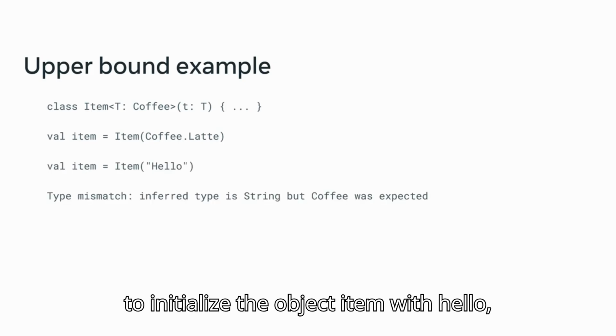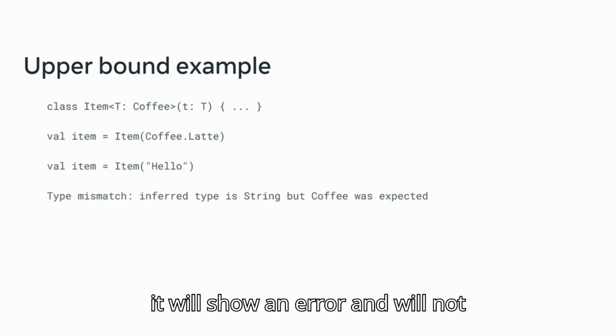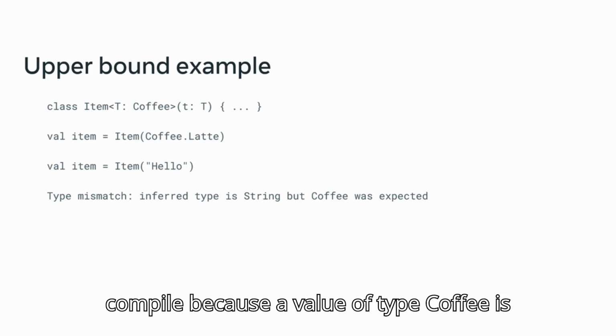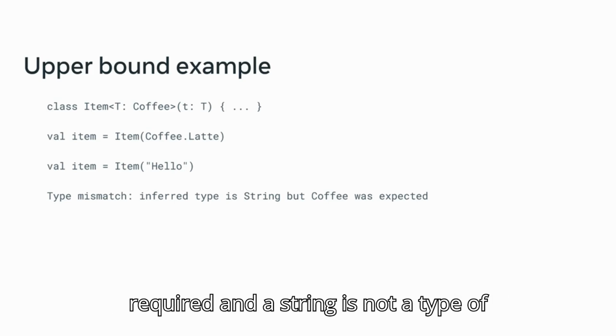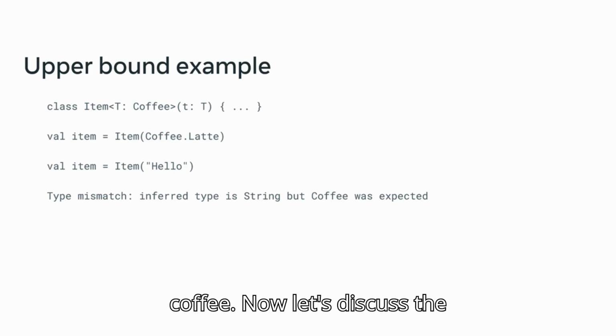However, if you try to initialize the object item with "hello", it will show an error and will not compile because a value of type Coffee is required, and a string is not a type of Coffee.